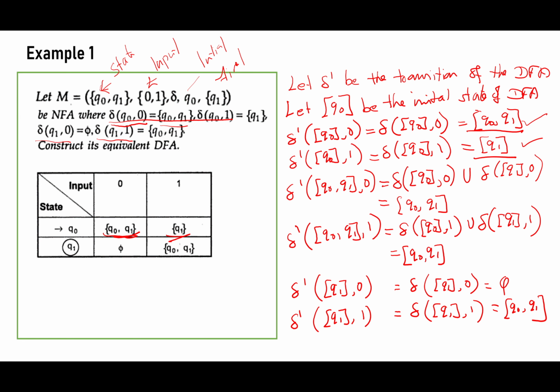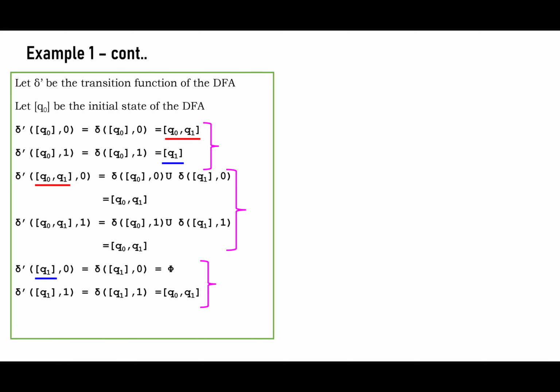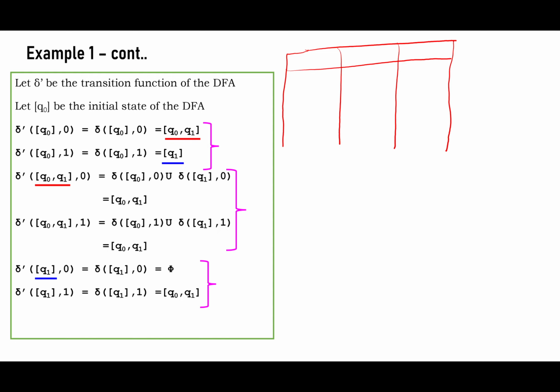So what we can do? We can stop the transition here and we can draw the table and the diagram for the DFA. This is the same steps we saw in the previous one, so I have taken it here for reference. First we will draw the table. It contains three states. Q naught is one state, then Q naught Q1 is the next state, and Q1 is another state.